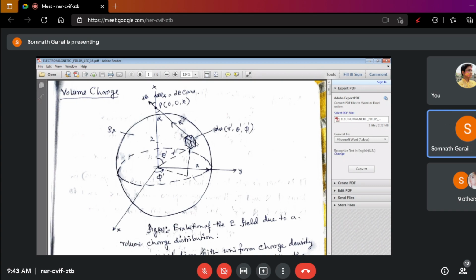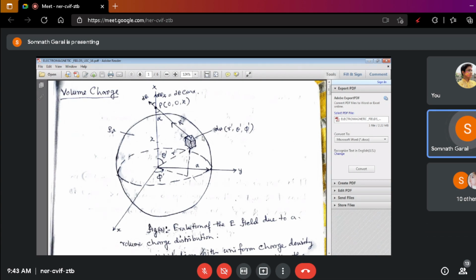Now the sphere is taken as a volume charge whose radius is a, that means here r is equal to a.